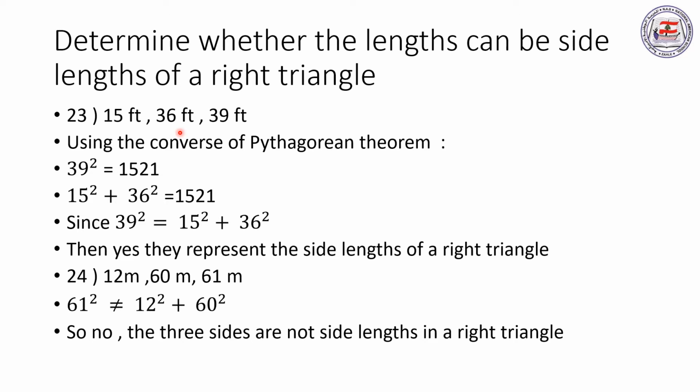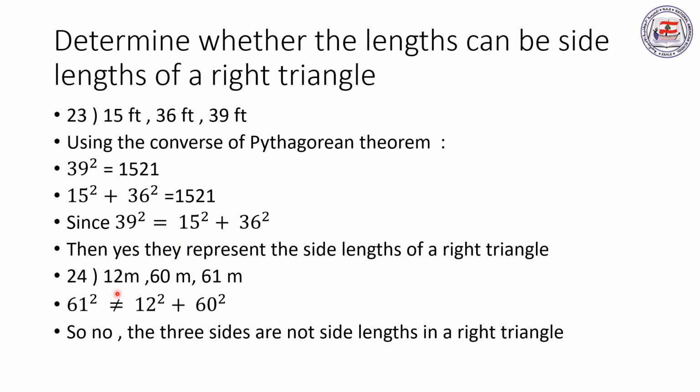So in number 23, with 15, 36, and 39, we start with the highest length: 39 squared is equal to 1521. 15 squared plus 36 squared gives 1521. Since 39 squared is equal to 15 squared plus 36 squared, we can say that they are the three sides of a right triangle.